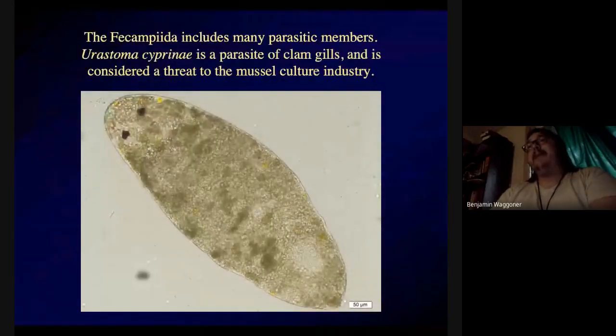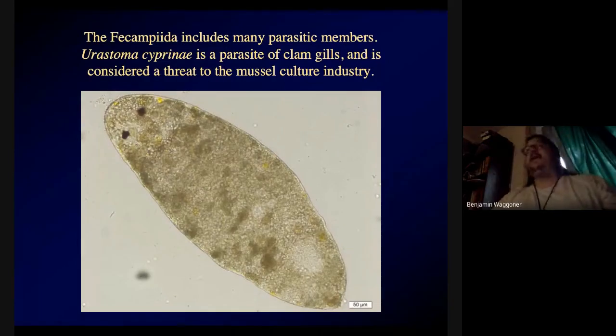Another group called the Fecampiids is not a neodermatan group, but it's got parasitic members. This one is considered a threat to the cultured mussel industry. Not muscle as in what you flex, but mussel as in the edible type of clams. This one is a parasite on clam gills. You are probably not personally concerned with the mussel culture industry, but somebody's is, it's helping to feed the world and helping to earn money for people. So for people in that industry, it's a potential threat. Eurostoma cyprinae.